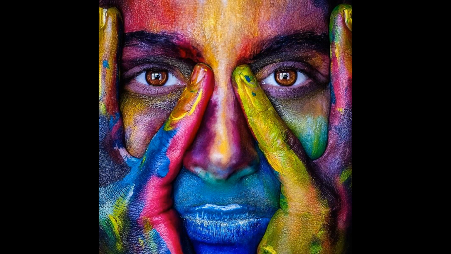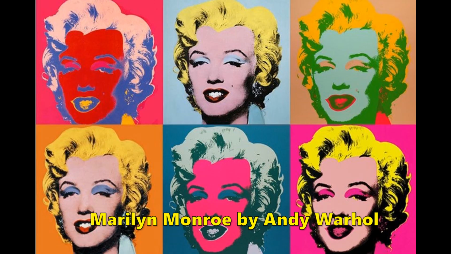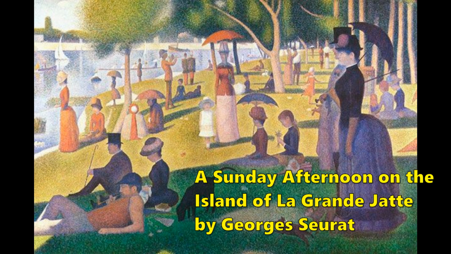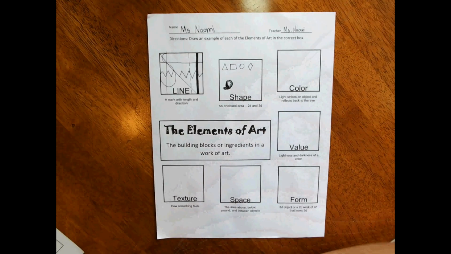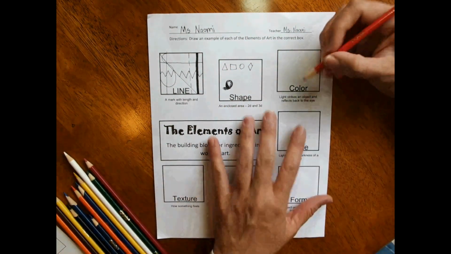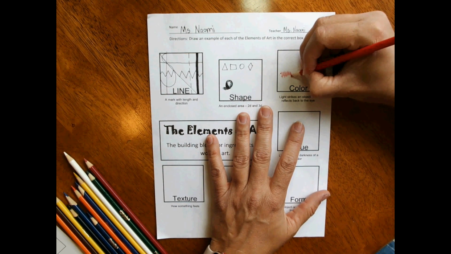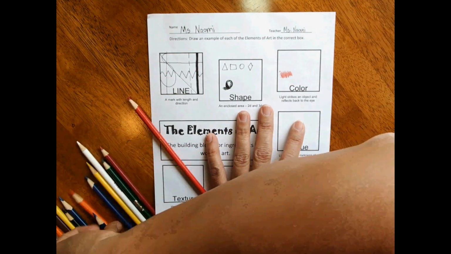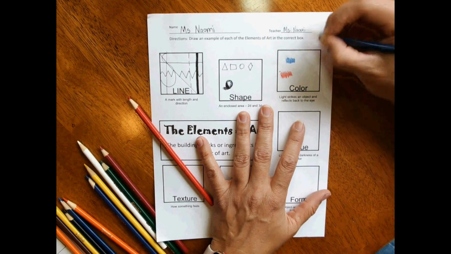Color, baby, color. Color is a perspective by way of light reflecting off of a surface. There are three properties of color. There's hue, there's intensity, and there's value. So you can show color in different ways. I'm going to use my color pencil so you see some of the colors that I create. Let's see, we have red here. We have blue. Miss Naomi's favorite color. Blue.